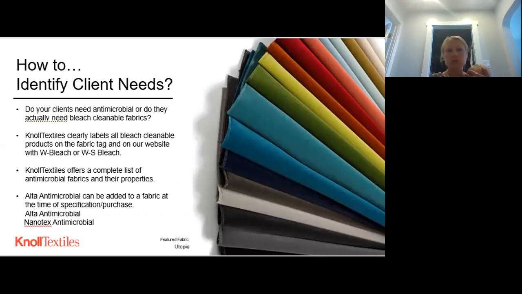KnollTextiles clearly labels all bleach cleanable fabrics on the back of the tags, the binder cards, and on our website. KnollTextiles also has a complete listing of all the fabrics that are stocked with an antimicrobial finish. And finally, KnollTextiles can also coordinate adding an antimicrobial finish to your fabrics. Confirm with your rep if the fabric is approved for an aftermarket finish. You will have two choices, Ulta Antimicrobial and Nanotex Antimicrobial. Simply write that into your spec or purchase order and add these finishes to the fabric. KnollTextiles will coordinate the finishing for you.